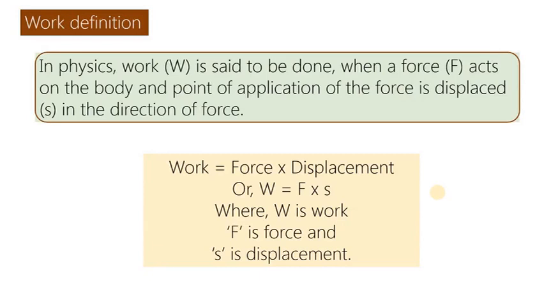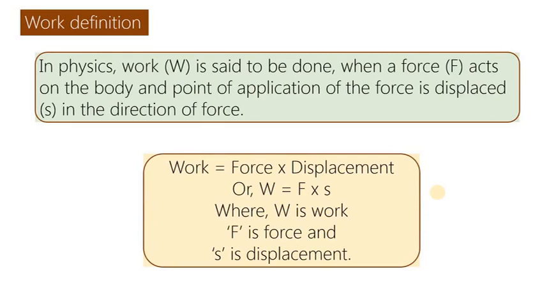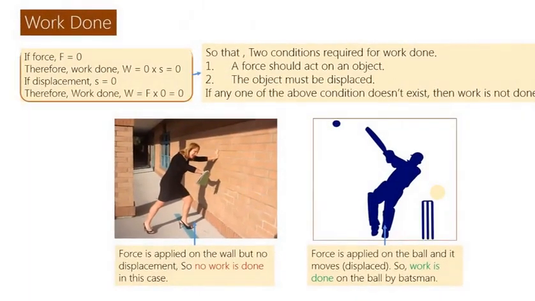Work is said to be done when a force F acts on the body and the point of application of the force is displaced, right? So displacement is the same as movement. When you say force times displacement, that's force times distance, right? If you ask your grade 10 brothers and sisters, I explain to them the difference between distance and displacement, okay? But basically, that is the way for calculating work.